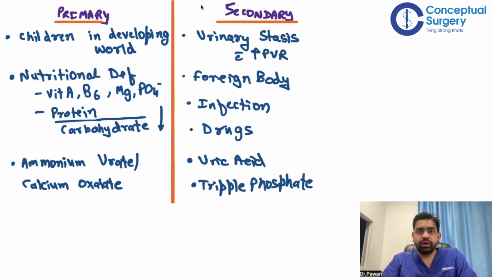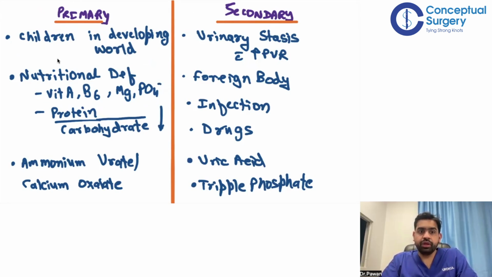So what is a primary? As I told you, this is happening in the absence of any particular urinary tract pathology. This primary bladder calculi is more common in children, children in the developing world. So primary bladder calculi is more common in children in the developing world. That is what you need to understand.